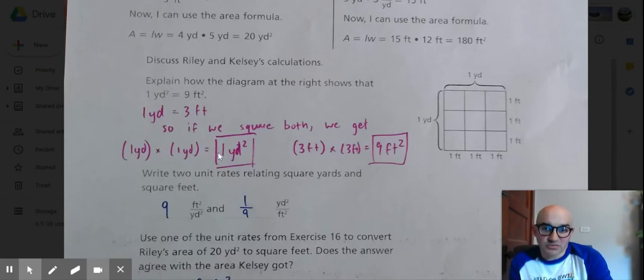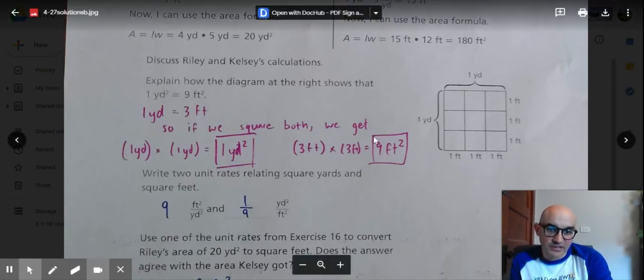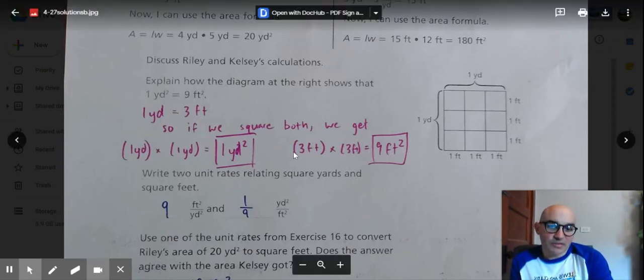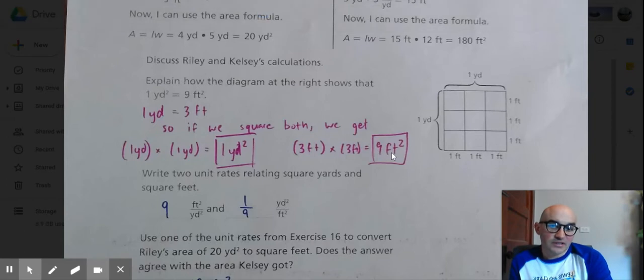So 1 times 1, what I do here is I multiply my numbers. 1 times 1 is 1. And then yard times yard is yard to the second power, which is yard squared. And that's 1 yard squared. I do the same thing with the measurement of 3 feet. 3 feet times 3 feet. I multiply the numbers together. 3 times 3, 9. Multiply the units together. Feet times feet, feet squared, or feet to the second power. So here I've just shown that 1 yard squared is the same thing as 9 feet squared.